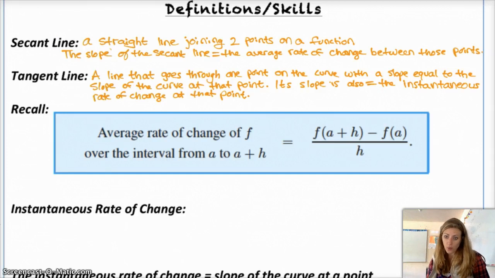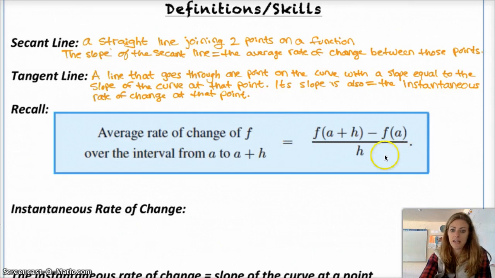Just as a recall, the average rate of change of a function over an interval from a to a plus h, or from 3 to 3 plus h: basically you have a point on x and you go over h and you have a new point on x, and you want to know the average rate of change from point A to point B. You take the y value at the second point minus the y value at the first point, divided by x2 minus x1, which is just h.